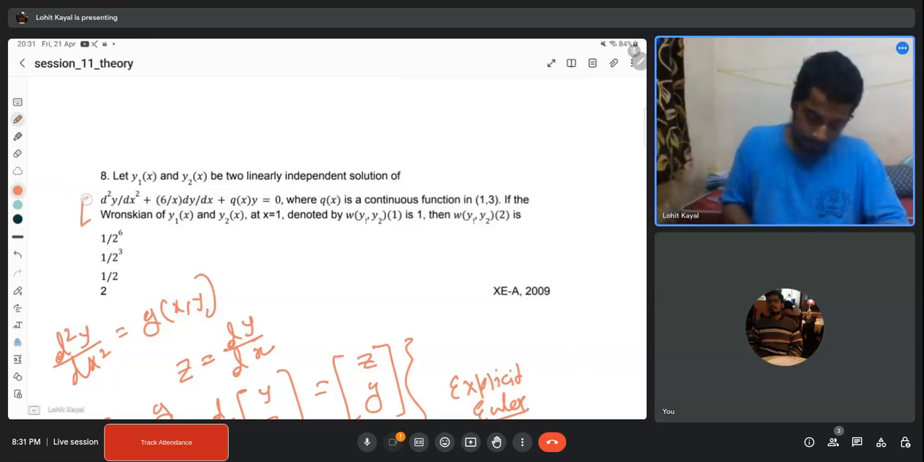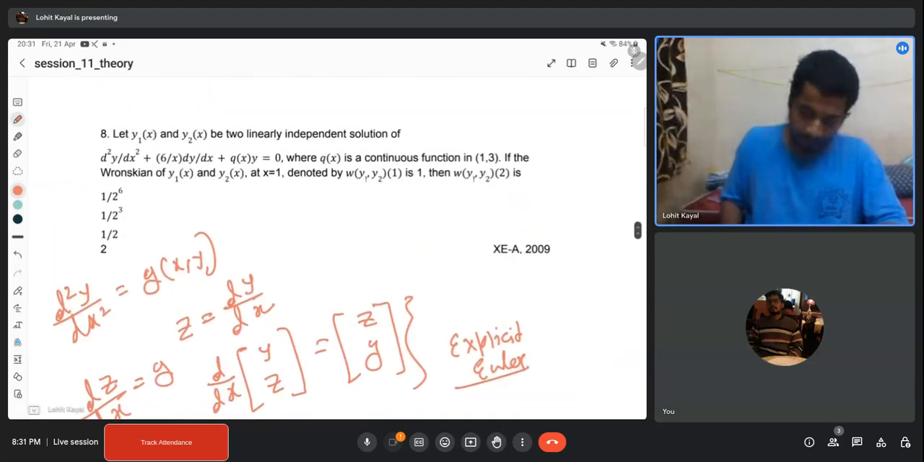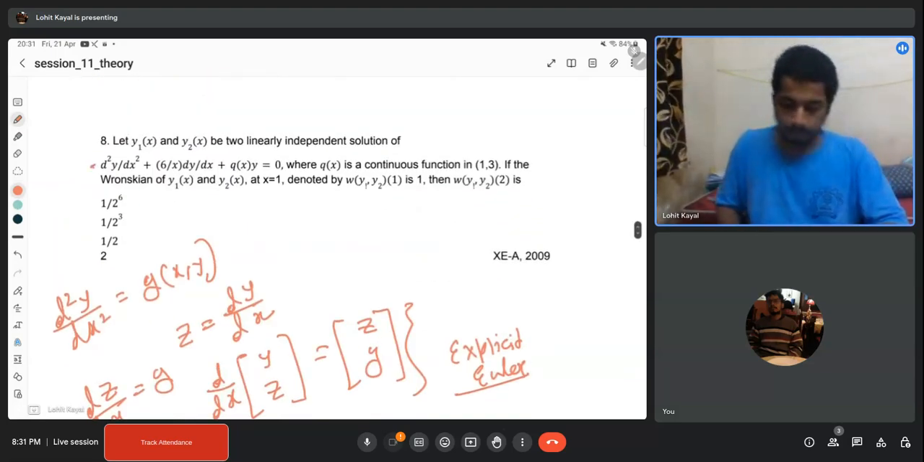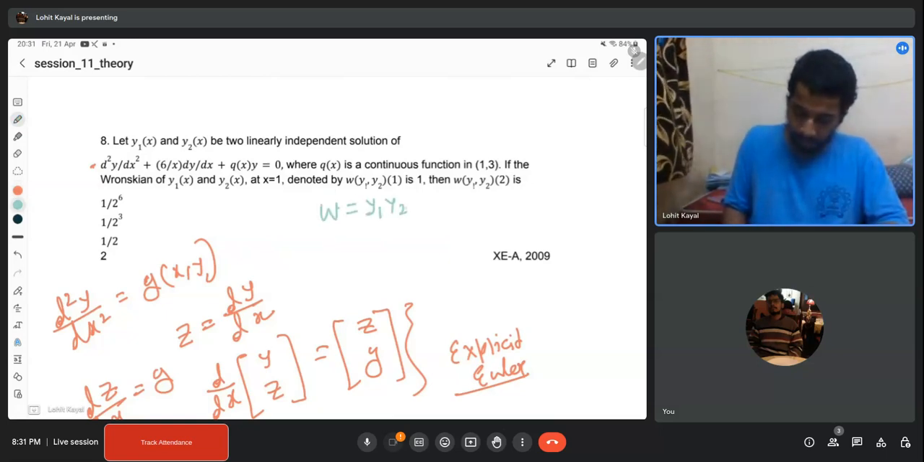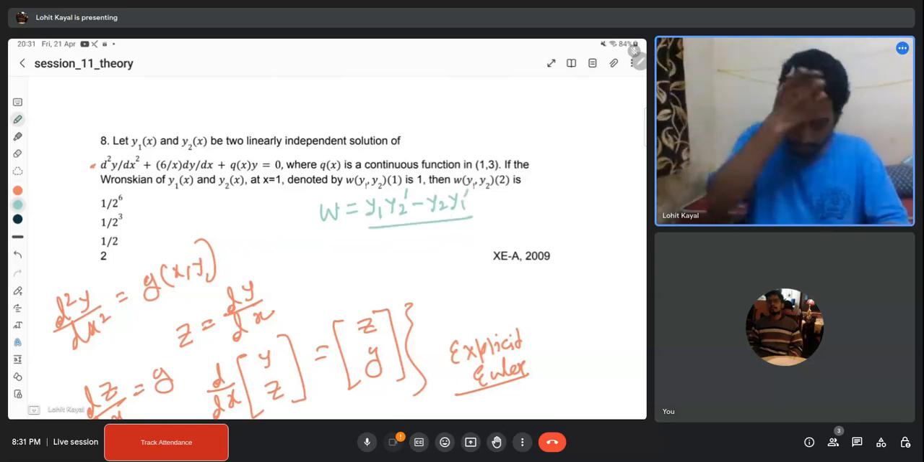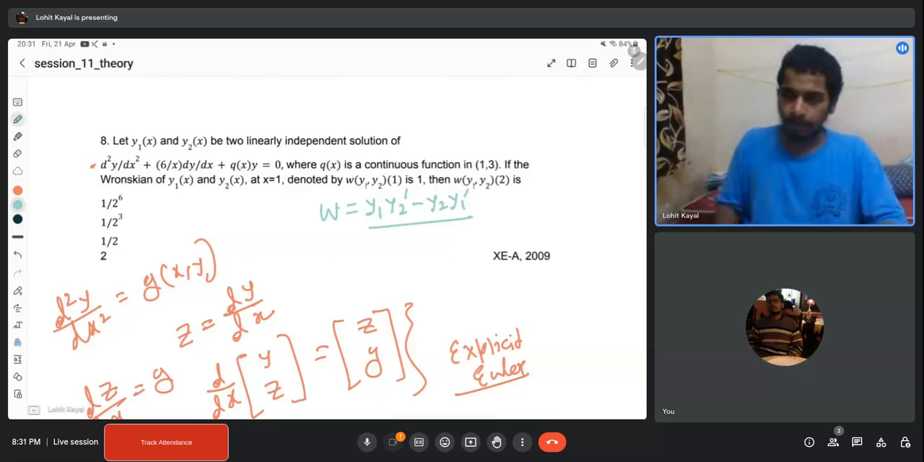So this problem says that you have a differential equation d2y/dx squared plus 6 by x dy/dx plus q(x) y, where q(x) is unknown to you. It is some continuous function in 1 and 3. If the Wronskian of y1(x) and y2(x). Now what is Wronskian? I will tell you the definition. W equal to y1 y2 prime, so this is y1(x) y2(x), okay, minus y2 y1 prime. This is the definition of Wronskian. Okay, I'm not going into the details of what is Wronskian.